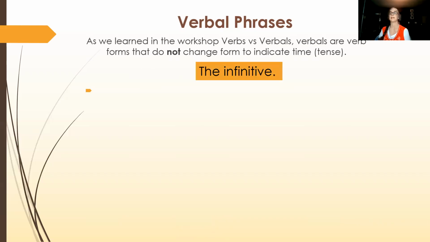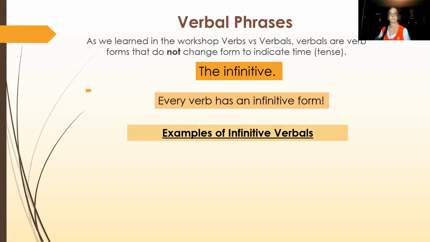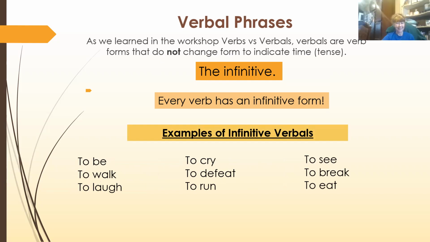We're going to start with the infinitive. Every single verb has an infinitive form. And here's some examples. To be, to walk, to laugh, to cry, to defeat, to run, to see, to break, to eat. Joey, can you think of a few others? Just think of a verb and then put to in front of it. To play. To play. Can you think of another one? To sing. To sing. To learn. All kinds of fun ones. Every single verb form has an infinitive form.